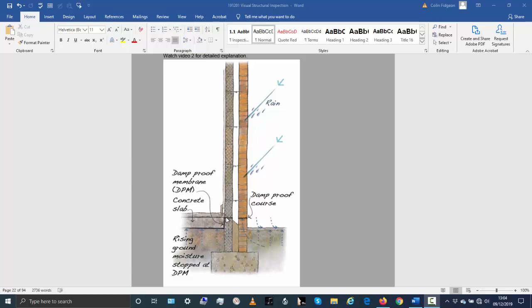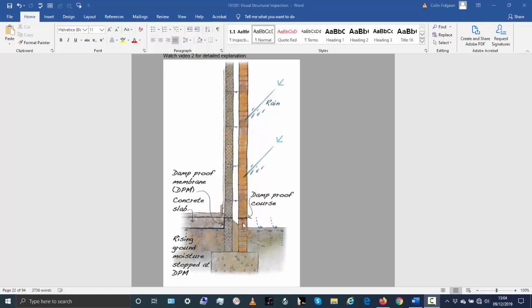This dark black line here is called a damp-proof membrane, or a DPM, and it's really just a thick plastic sheet. And any dampness that's in the ground that will come up through the ground is stopped by this damp-proof membrane. So it's a complete barrier at the floor, so you'll get no rising damp coming up through the internal leaf of the wall, and you'll get no rising damp coming up through the floor.